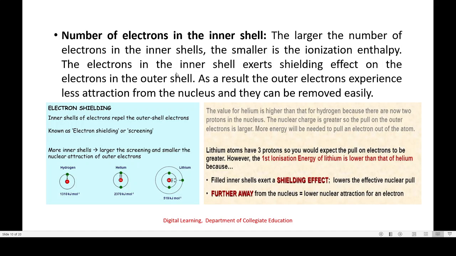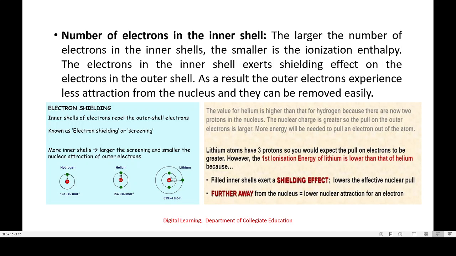Coming to the number of electrons present in the inner shell. The larger the number of electrons in the inner shell, the smaller is the ionization enthalpy. The electrons in the inner shell exert a shielding effect on the electrons in the outermost shell. As a result, the outer electrons experience less attraction from the nucleus, and they can be removed easily. So the larger the number of electrons in the inner shell, the smaller is the ionization energy.